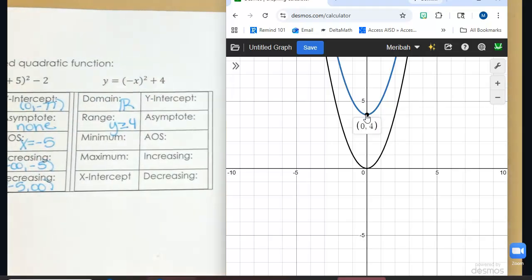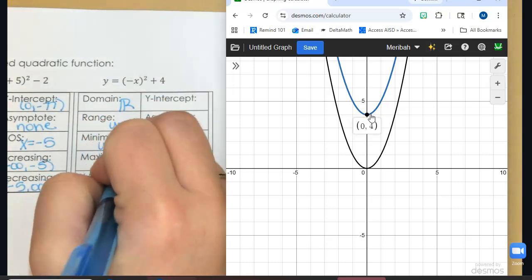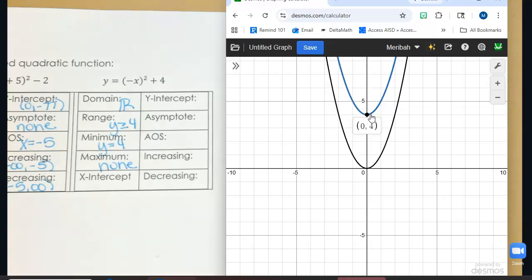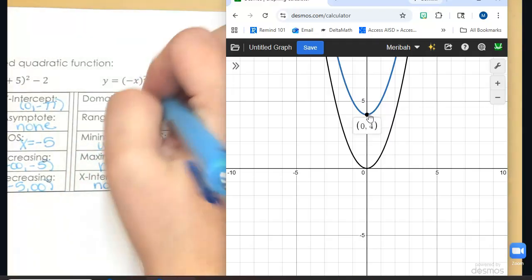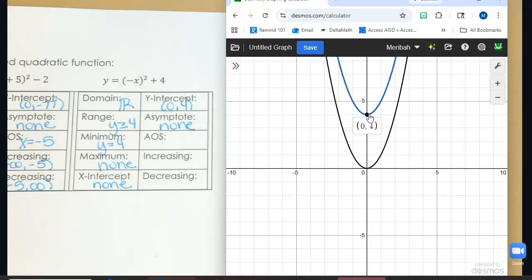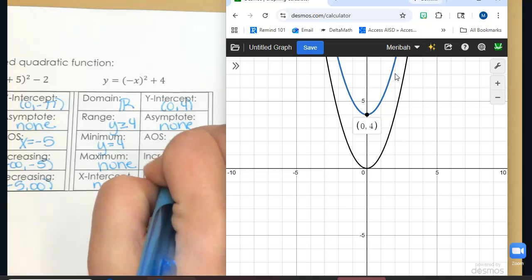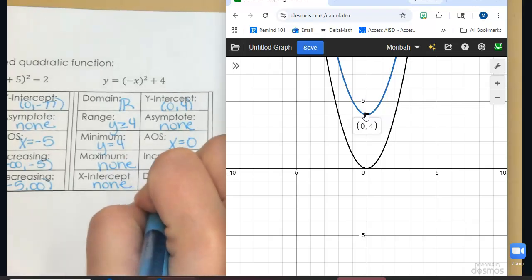We are opening upward again, so we have a minimum, and that minimum y value is 4. No maximum. We are above the x-axis, and it's never going to flip upside down again, so we have no x-intercepts. And then we can see our y-intercept right there, (0, 4). Still no asymptote. Our axis of symmetry through the vertex vertically is going to be x equals 0 again. And then increasing, that is from 0 to positive infinity, uphill, and then decreasing downhill from negative infinity to 0, where we change directions.